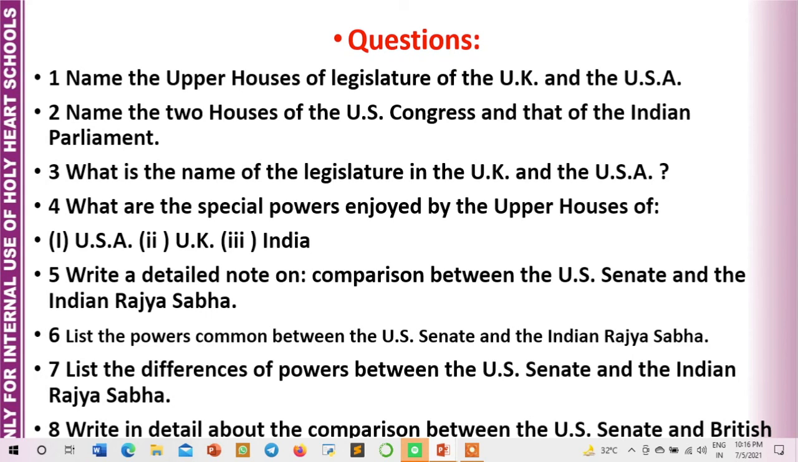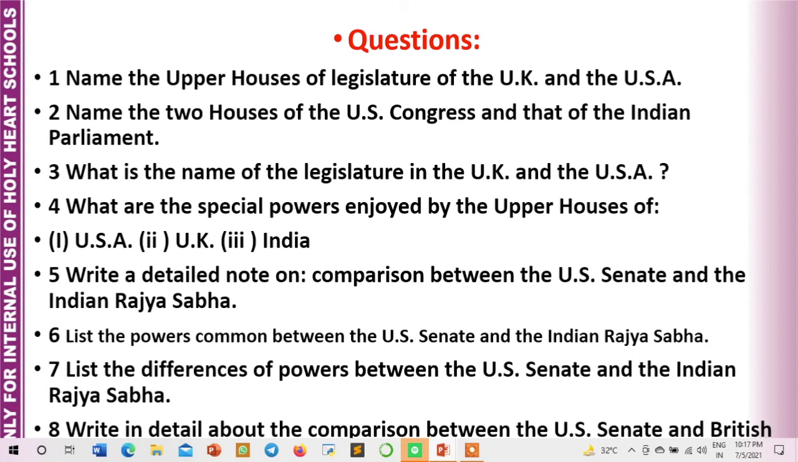Then list the powers between the US Senate and Indian Rajya Sabha. Now you have to tell which things are common between these two houses of USA and India. The first is their entry age, minimum age is the same. Then ordinary bill introduction is the same. But money bill modification is not the same. This you are not to write. Ordinary bill is the same. Okay.